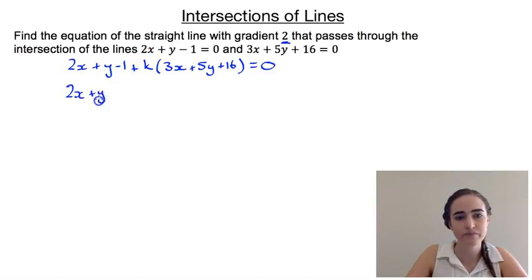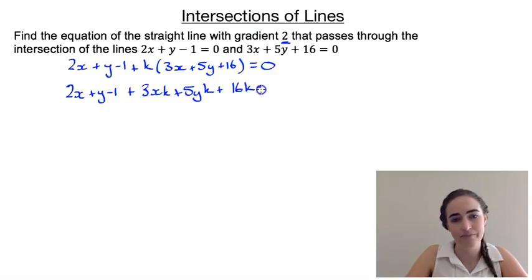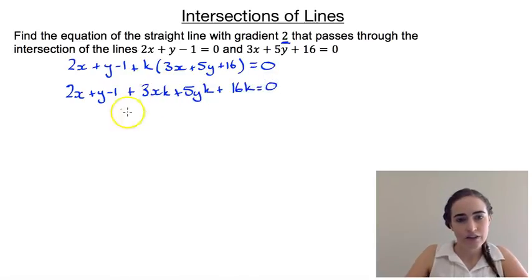same. And then we've got plus 3xk plus 5yk plus 16k. Then if we collect together and factorize out, with these x terms here, we're going to factorize out our x and we'd have 2 plus 3k, x.